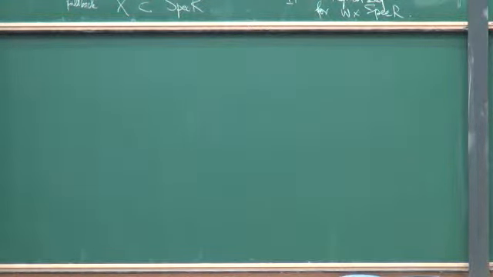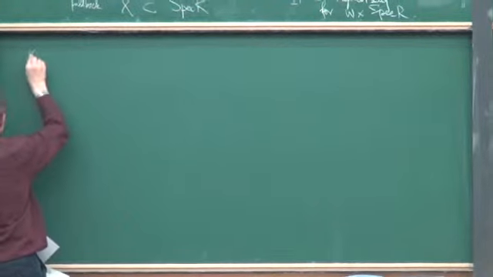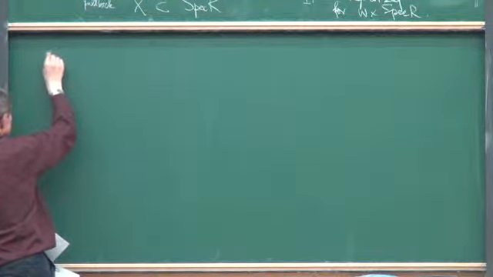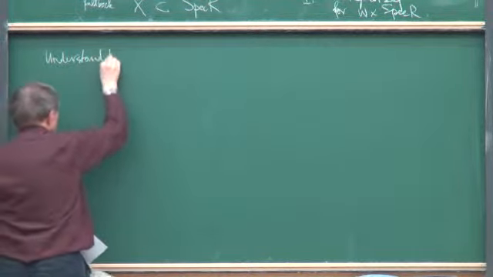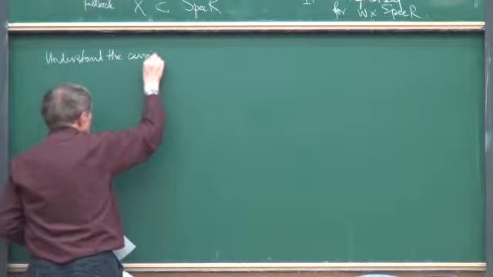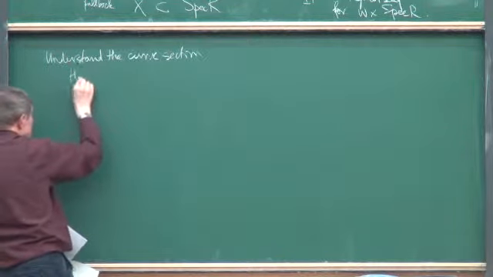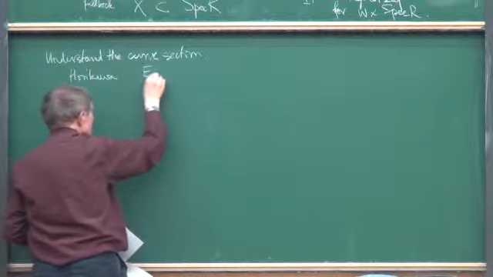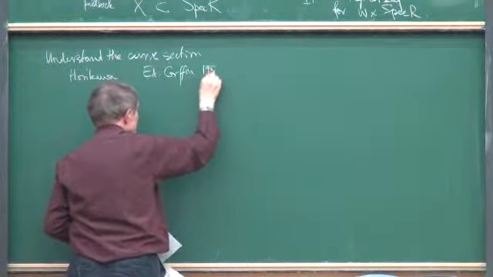So I want to tell you how to start on this problem, and basically the main observation is to understand the curve section. So this was, of course, already in Horikawa, and it was the subject of a thesis of Harvard student Ed Griffin in 1985.